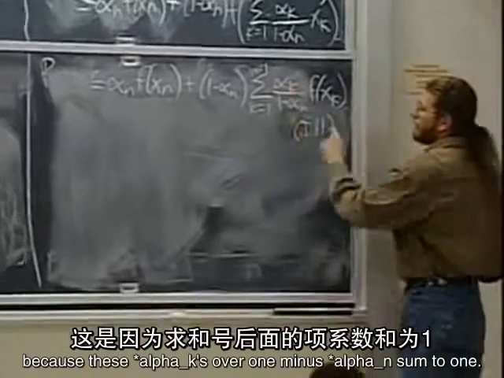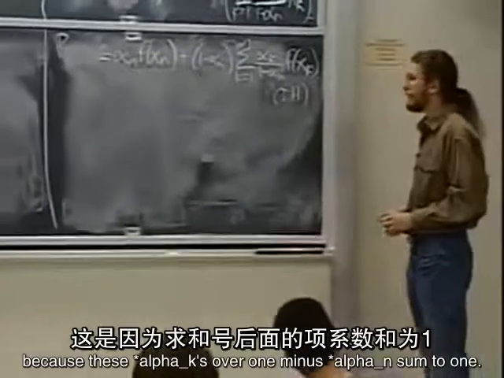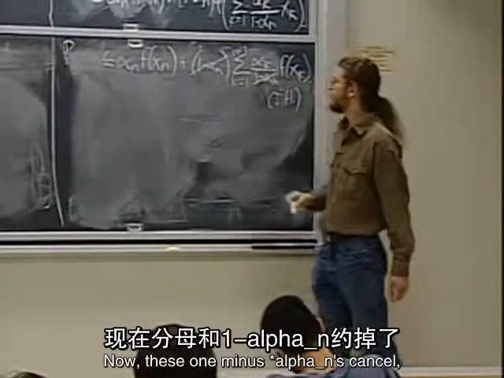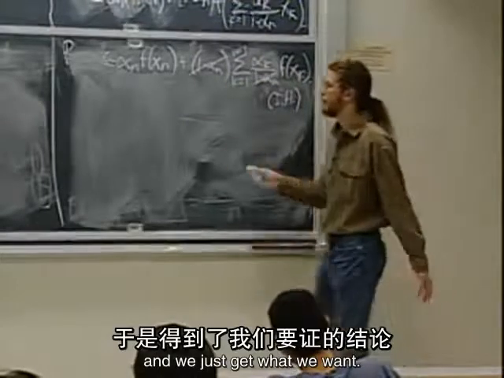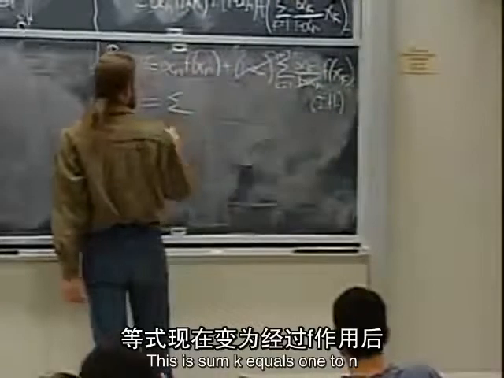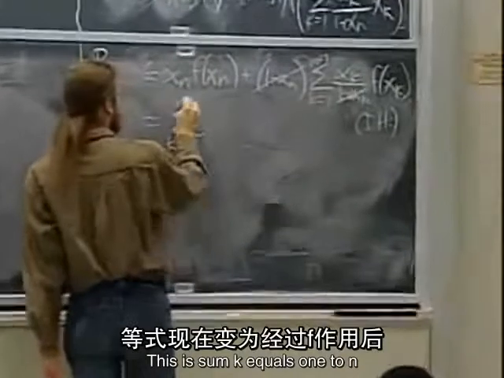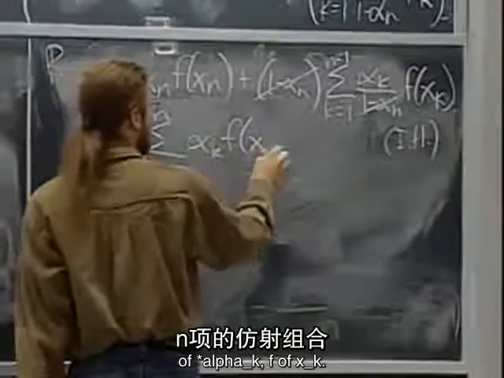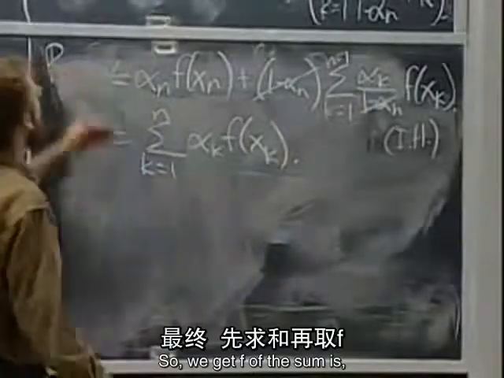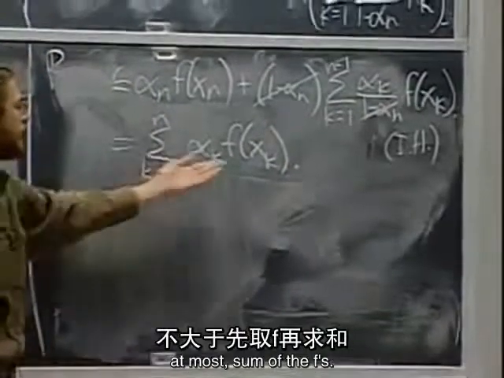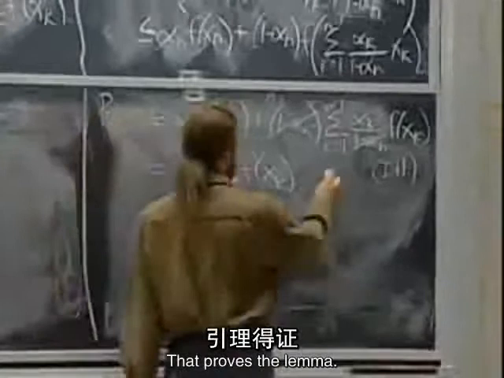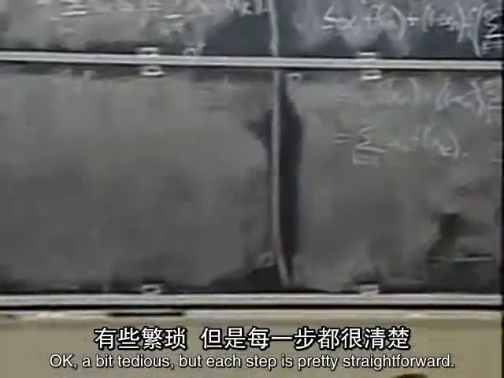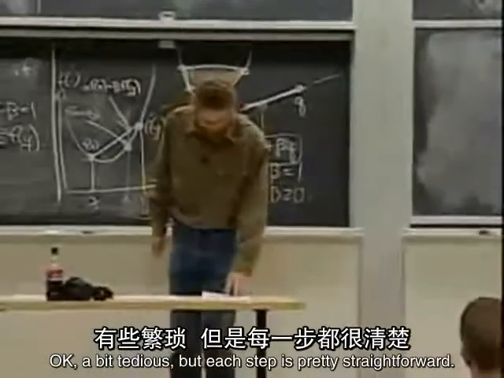Because these alpha k's over 1 minus alpha n sum to 1, now these 1 minus alpha n's cancel, and we just get what we want. This is the sum k equals 1 to n of alpha k f of xk. So we get that f of the sum is at most the sum of the f's. That proves the lemma. Okay, a bit tedious, but each step is pretty straightforward. Hope you agree.